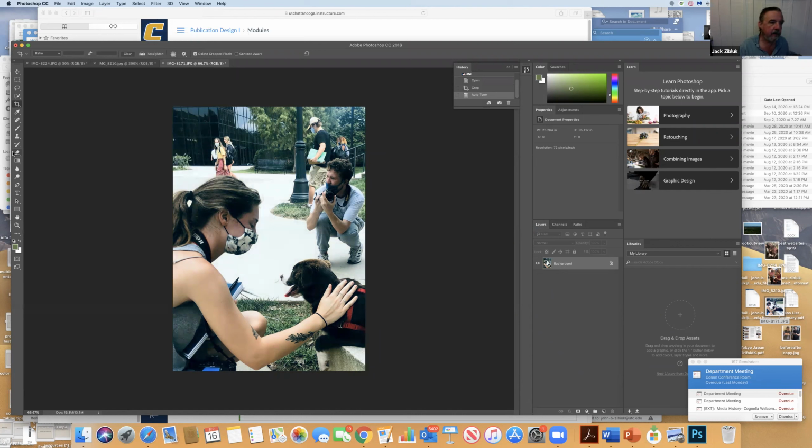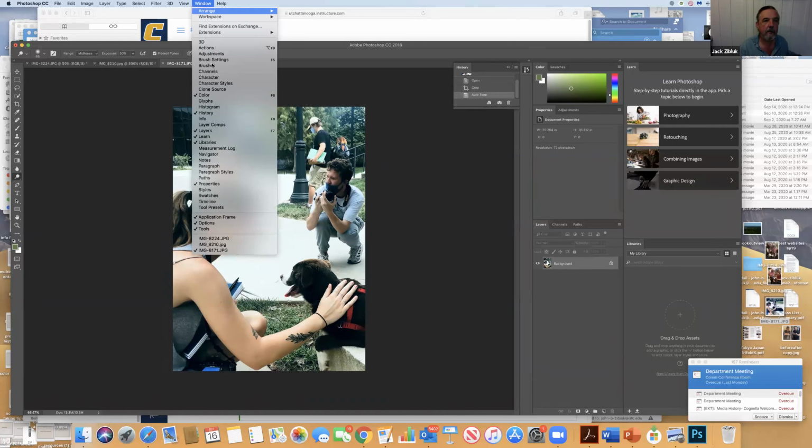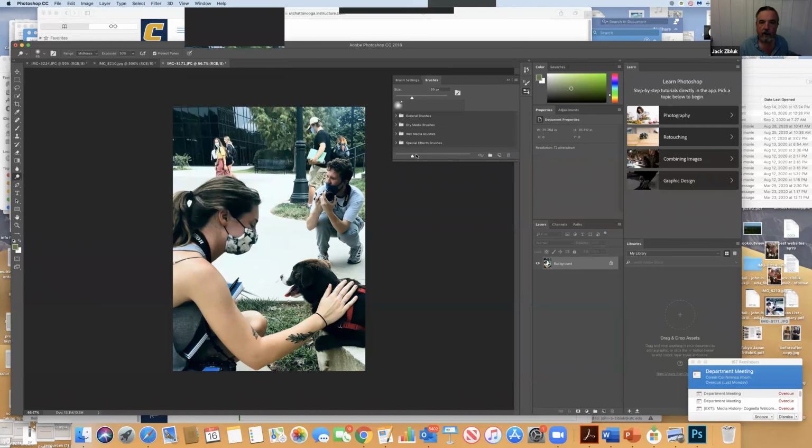One other thing we can do here is what we call the dodge tool. And here is window, brushes, how big our brush is. See, I'm lightening that a little bit in here, a little bit under there, a little bit in there, and I'm basically set.